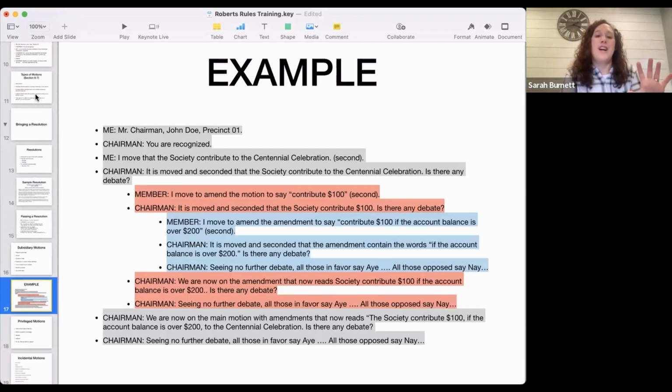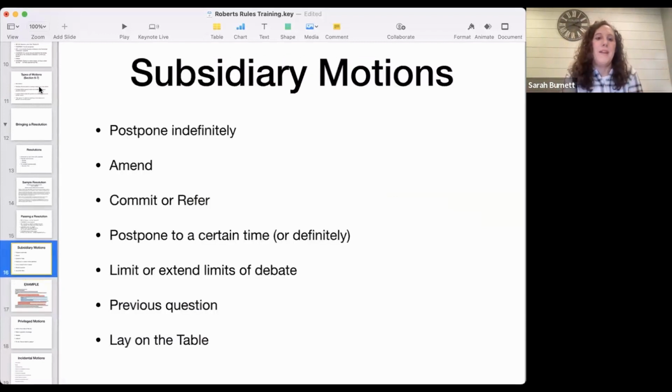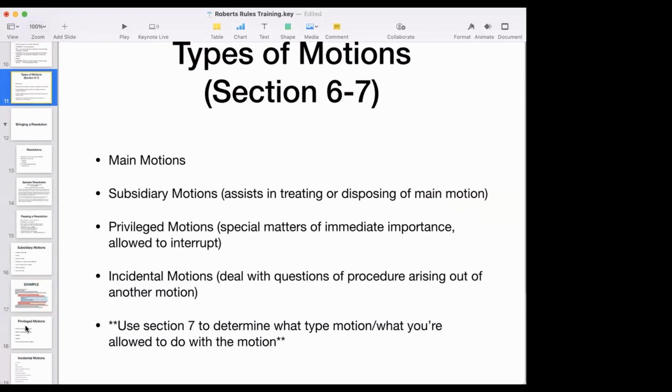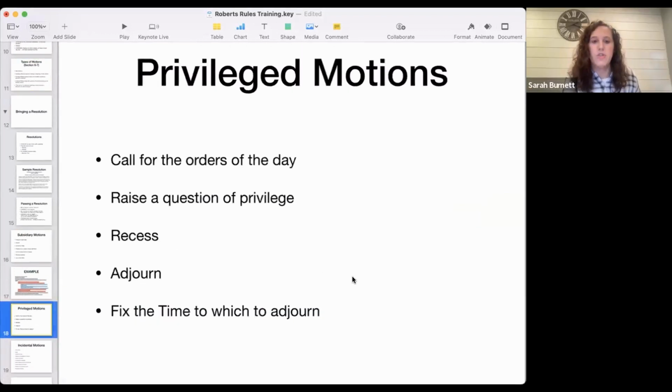So now we are done with the subsidiary motions. Now let's cover the privilege motions, which are special matters of immediate importance. These are allowed to interrupt the business. There are just 5 of these. Call for the orders of the day. This can be used to get a meeting back on track. So we've had debate and some people don't even know what we're debating or at what level of amendment we're on, or if we're even in the right order of where this meeting is supposed to be. Calling for the orders of the day resets to where the meeting is supposed to be.